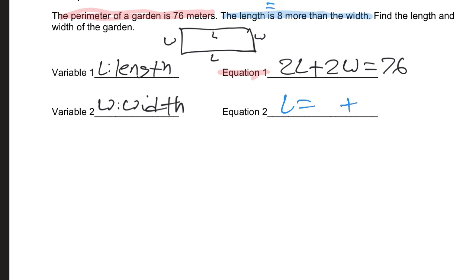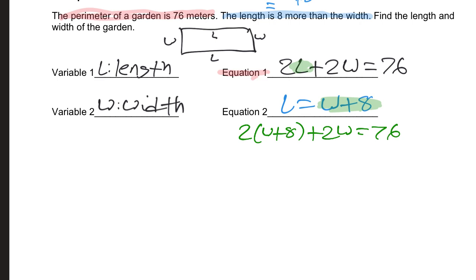8 more means I'm adding 8 to something. So 8 more means you're adding 8. What are you adding 8 to? It says the width. So this is actually a substitution question. So I'm going to go ahead and just do my good old substitution by plugging this W plus 8 in for this L, and let's see what happens. I'm going to get 2 times W plus 8 plus 2W equals 76. We're going to go ahead and do our distributive property to get 2W plus 16 plus 2W equals 76.